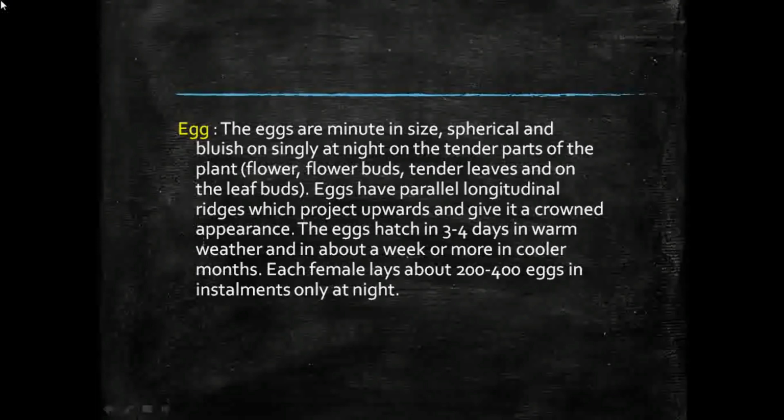The eggs hatch in 3 to 4 days in warm weather, whereas it takes more time in cooler months. Means if there is less temperature during that period, or in cooler days, it takes about 1 week for hatching those eggs. Each female lays about 200 to 400 eggs in installments only at night. So egg laying occurs only at night, and 200 to 400 is the rate of egg laying of the female.